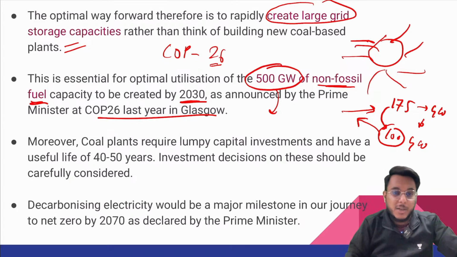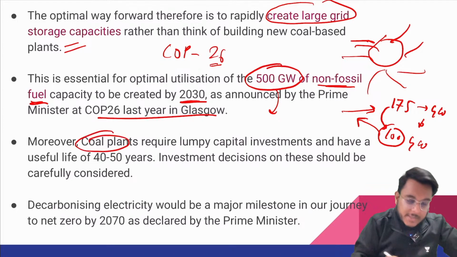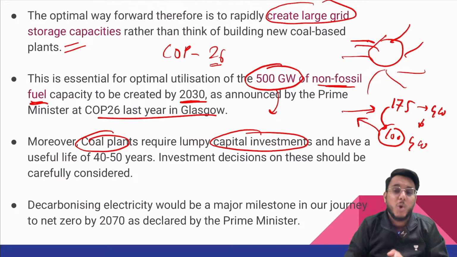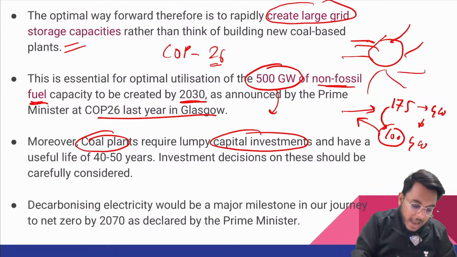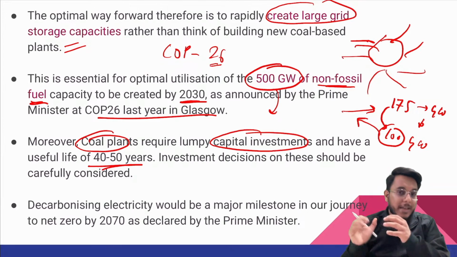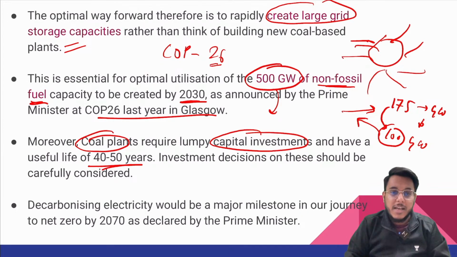Moreover, understand that coal plants need a lot of capital investment, and they have a lifespan of 40-50 years. So upfront capital is needed, then a regular supply of coal is needed. Therefore the coal power plant becomes a very difficult and risky infrastructure acquisition. So investing in renewables is very effective.